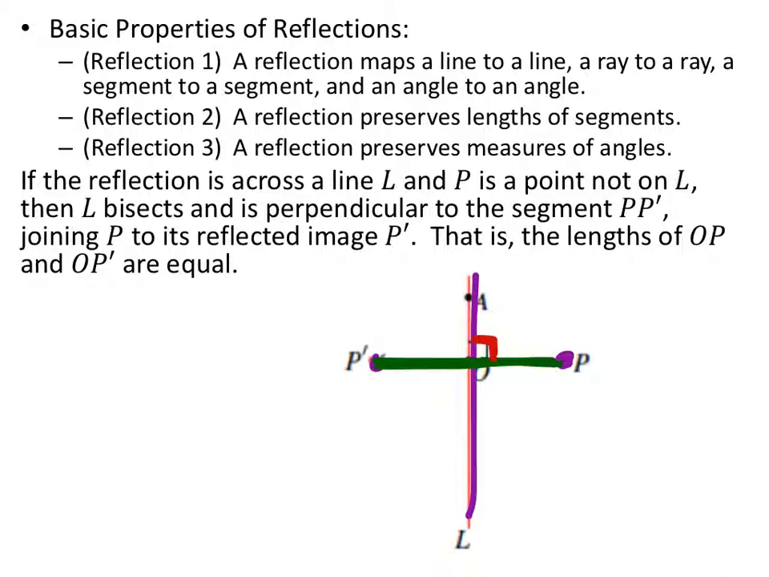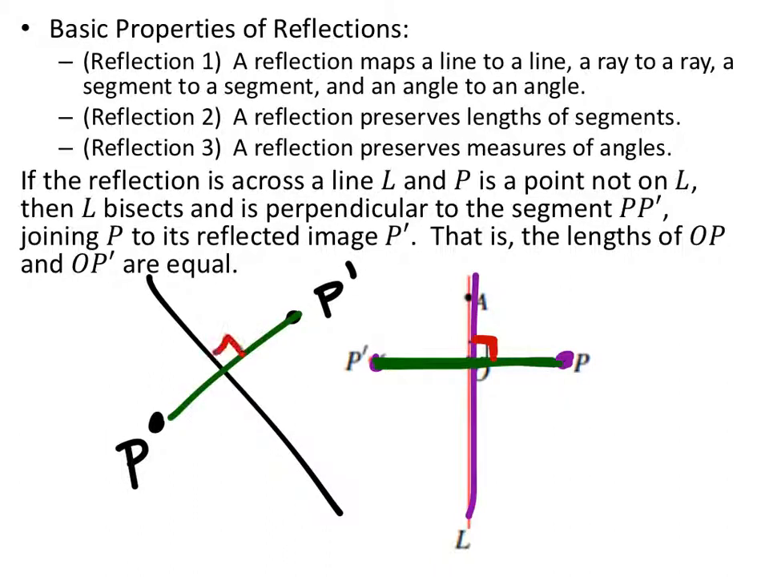This is true no matter what. So if we took this line and then made it angled like this, and then if I took some point right here like P, then I would reflect it to P prime. If I connected these 2 points, it would still be 90 degrees, and the line of reflection would still be halfway between the 2 points.